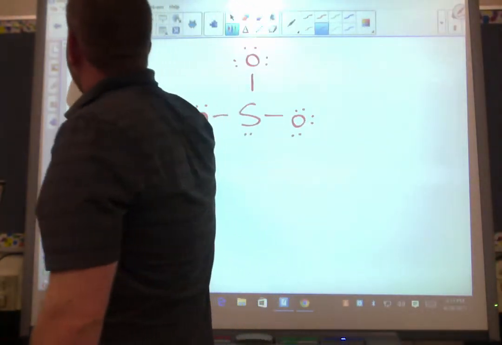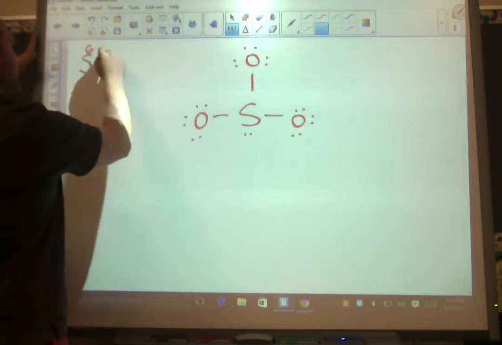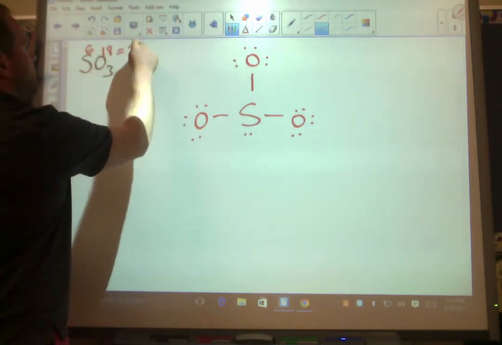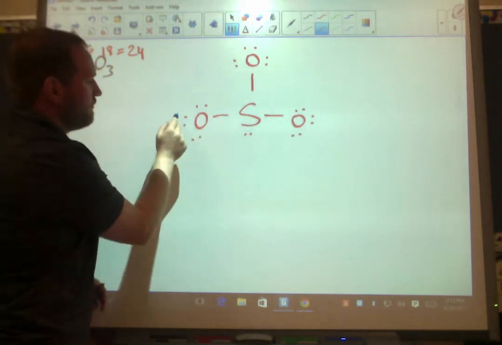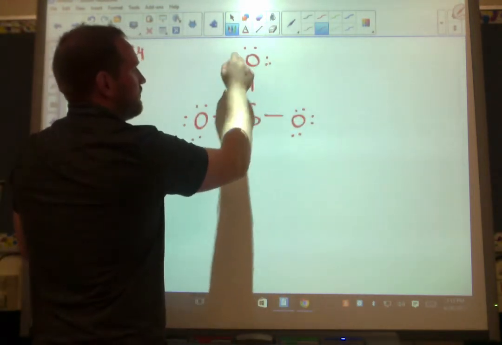Sulfur is 6 valence electrons. Oxygen is also 6 valence electrons, and since there's 3 of them, that's 18. Gives us a total of 24. 2, 4, 6, 8, 10, 12, 14, 16, 18, 20, 22, 24, 26.